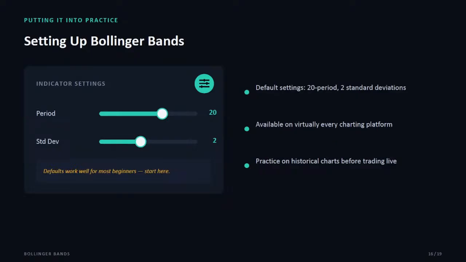As you gain more experience, you might experiment a little. Some traders shorten the period for faster moving, shorter timeframe charts, or adjust the standard deviation multiplier slightly for assets that are naturally more or less volatile than average. But there's no need to worry about any of that today. Get comfortable reading the default settings first, before you start customizing anything.